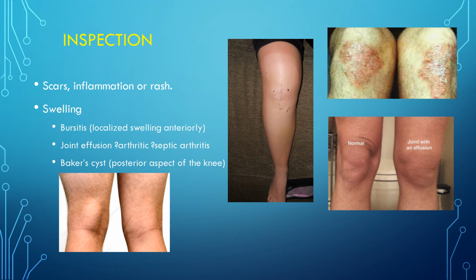So once we've gained consent, washed our hands, maintained privacy, and got exposure of both the knees, you want exposure above the knee joint itself, the patella, and be able to see the quadriceps. You're going to look for scars. In the picture on the right, you can see 3 scars around the knee where the patient's had an arthroscopy, and then a midline scar too.